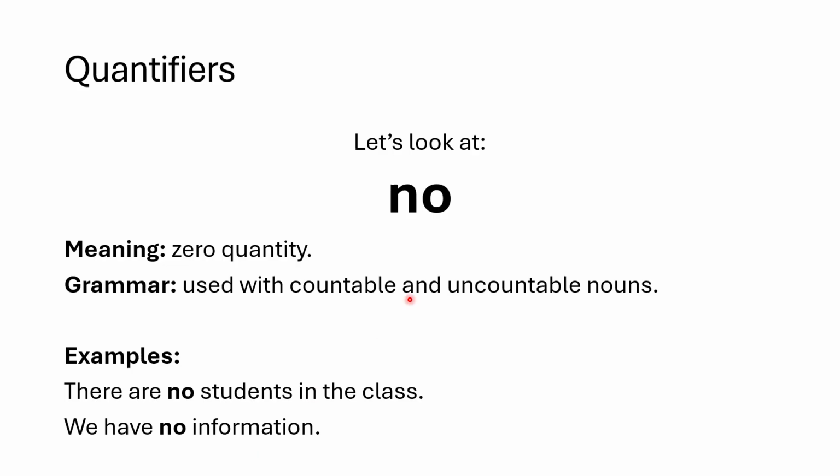Let's look at no. It means zero quantity and is used with countable and uncountable nouns. Here is how no is used in example sentences. There are no students in the class. We have no information.